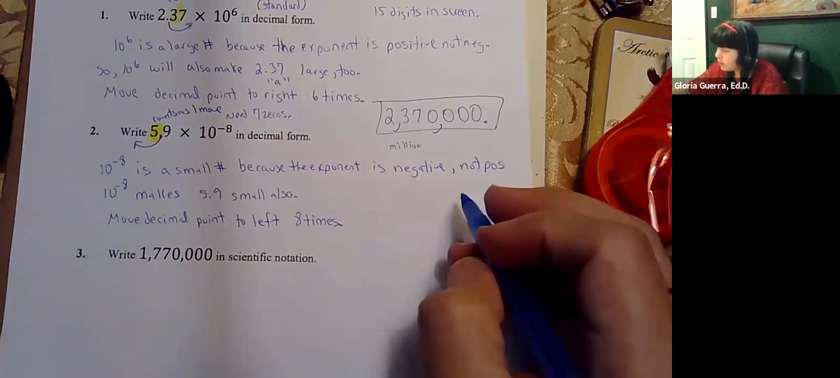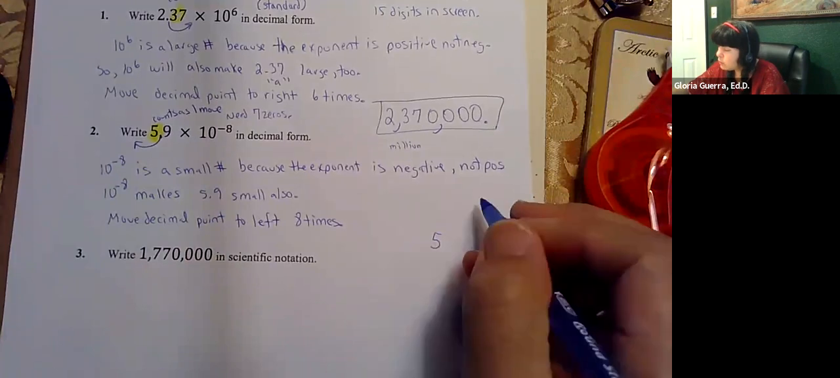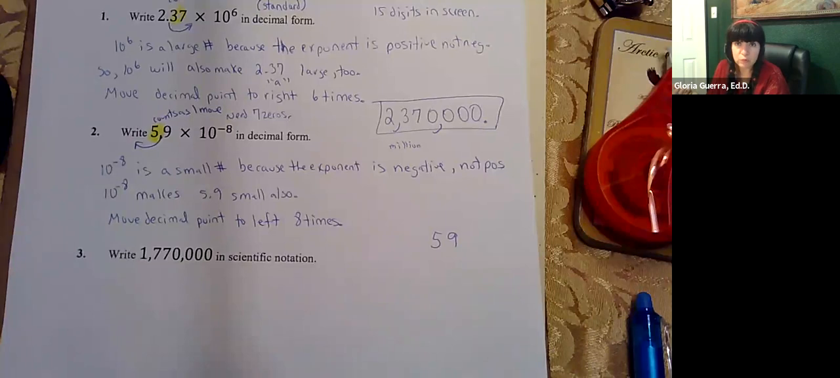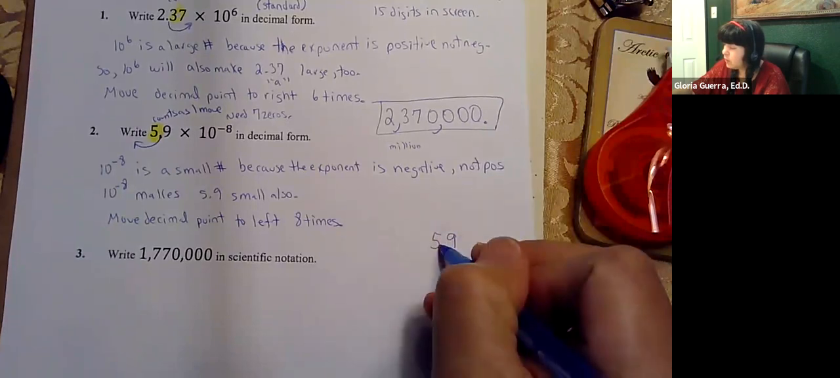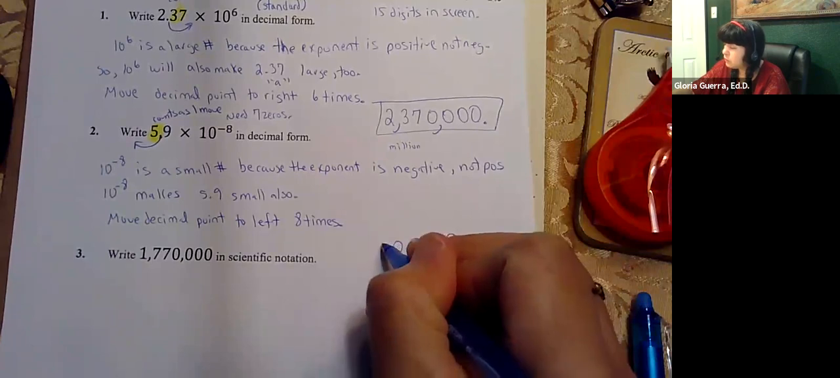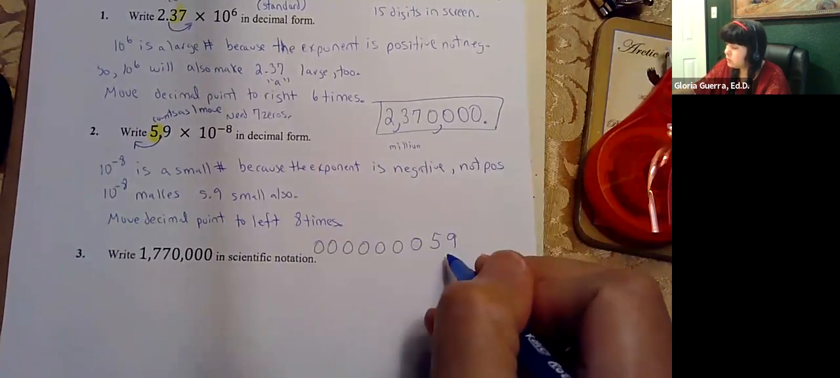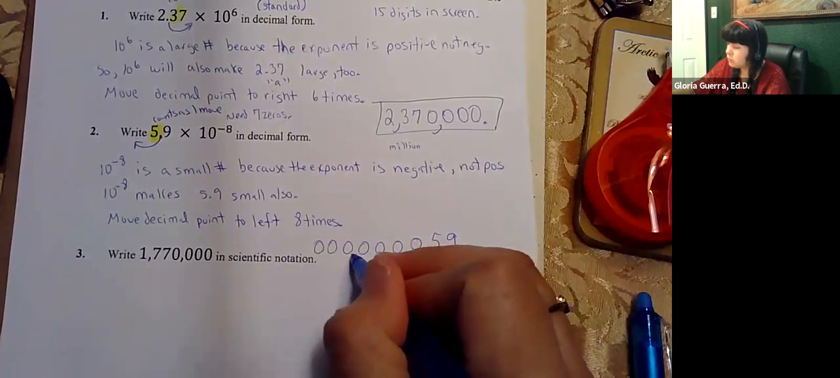So then you have the 5 written here, right? And you do have the 9, that's still part of your answer. That's not part of your moves, but it's part of your answer. And then you're going to move it 8 times. So this counts as one move, and then you need 7 zeros. 1, 2, 3, 4, 5, 6, 7. Okay, so 1, 2, 3, 4, 5, 6, 7, total 8.